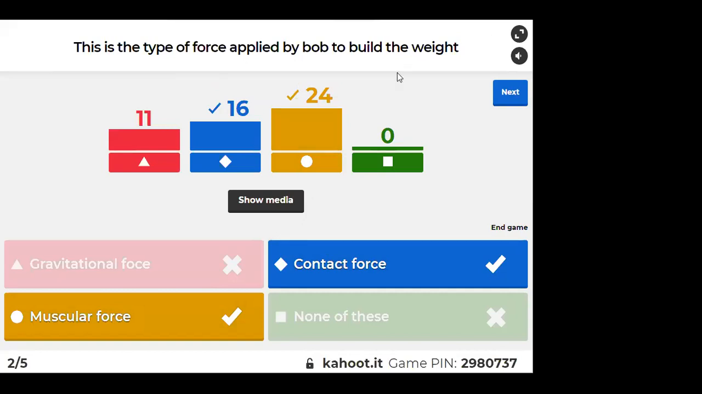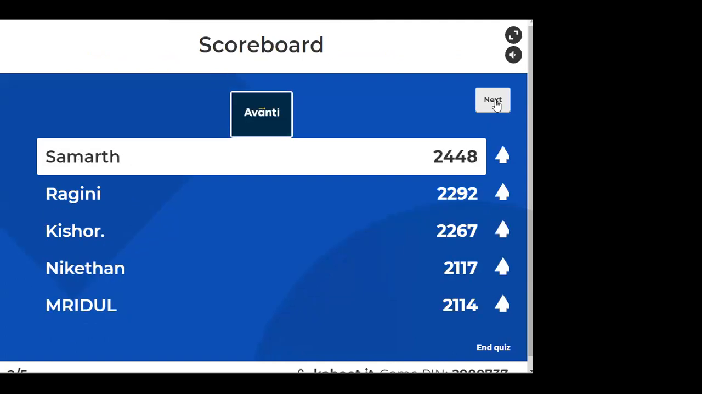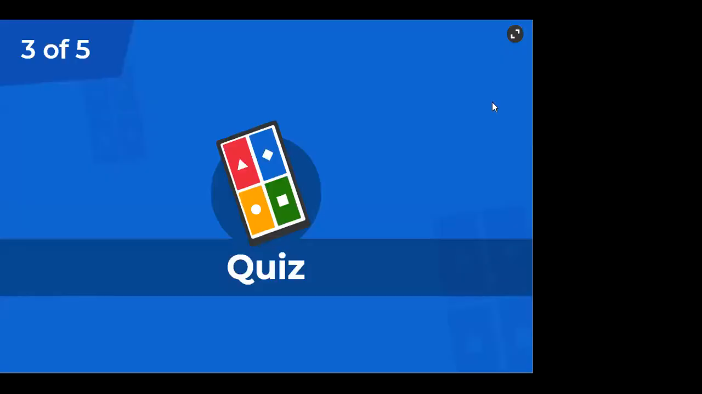Again, see, applied by the Bob, by a person. Gravitational force is applied by earth. Remember, that's why it is not the correct answer. The question is applied by Bob, not the earth. Gravitational force is applied by earth. Got it, everyone? Your misconception is cleared?